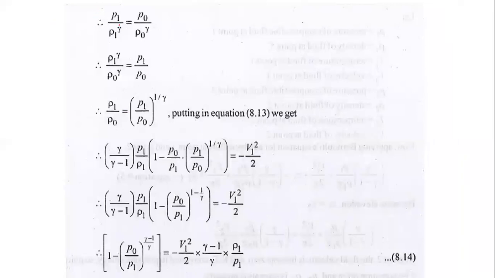So P1 upon rho 1 raised to power gamma is equal to P naught upon rho naught raised to power gamma. That means rho 1 raised to power gamma upon rho naught raised to power gamma is equal to P1 upon P naught. Or say rho 1 upon rho naught is equal to P1 upon P naught raised to power 1 by gamma.